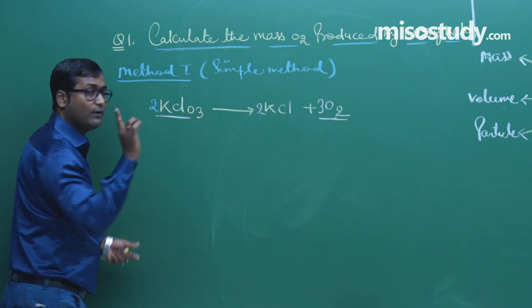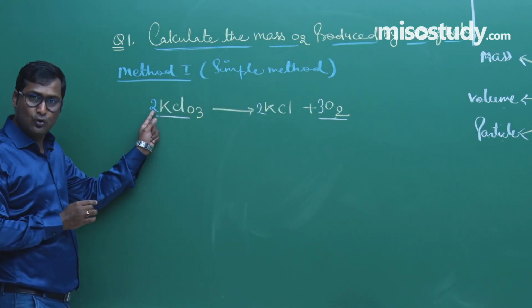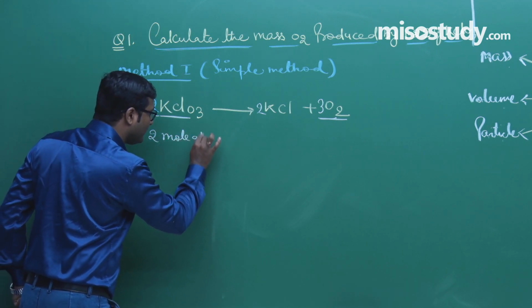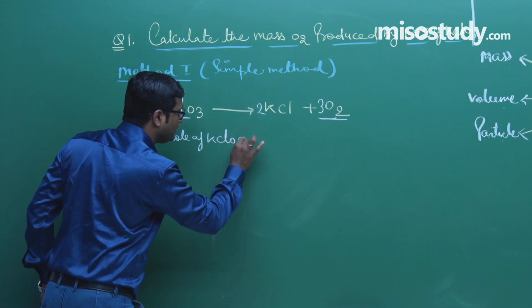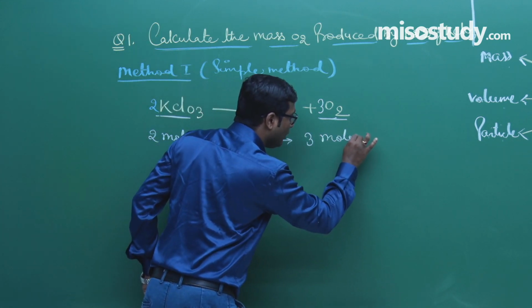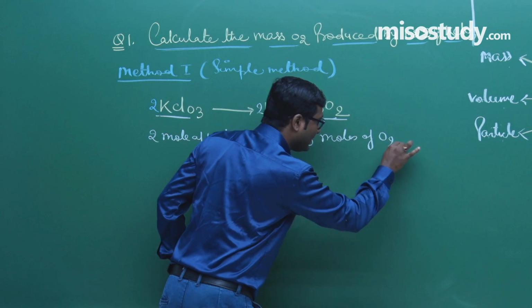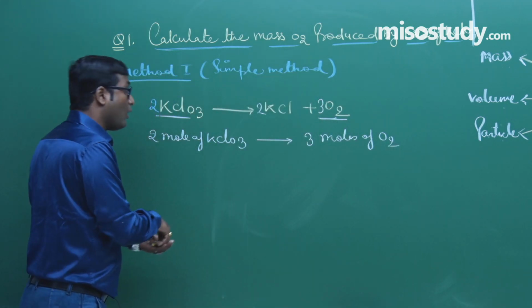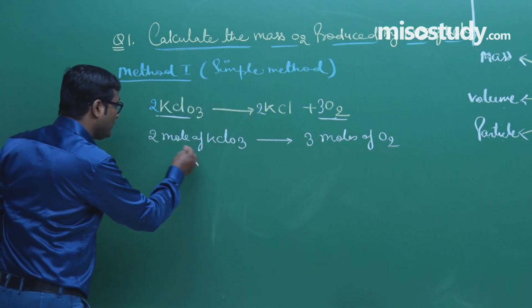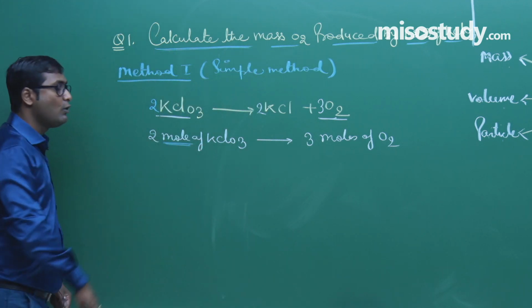Now relate them first of all with mole. Here put 2 mole of KClO3 gives 3 moles of O2. Am I right? Yes, sir. Now what do we need? The mass relationship. As we know, 1 mole is equal to molar mass.